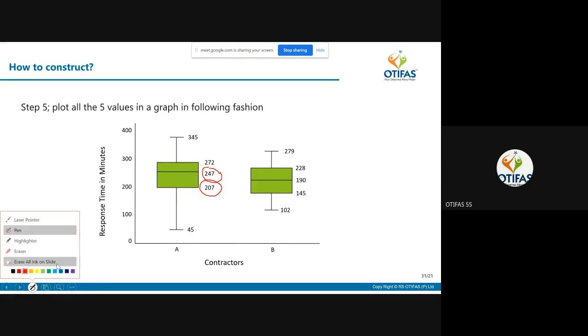Boxplot is used for comparing two sets of data, two teams, to study the variation as the data set is varied. So the boxplot can be used when you do some analysis, when you do some problem solving, and you want to compare, like this is before, this is after. And when you compare two teams, two processes, that time also you can use boxplot.